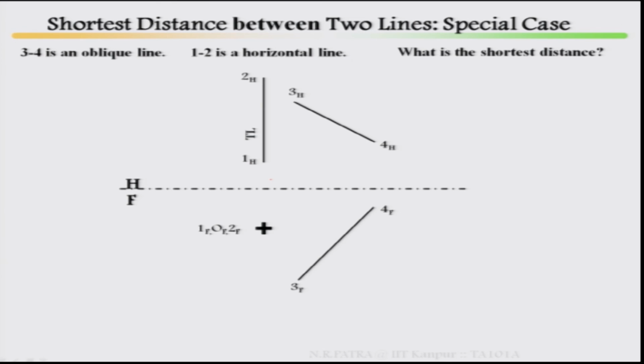Look at this. 1, 2 is a horizontal line, 3, 4 is an oblique line. What is the shortest distance? Very easy. 1, 2 is a horizontal line. The moment you look at this, it will look as a point view.